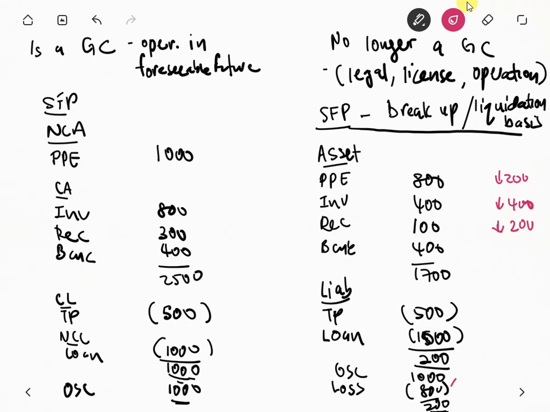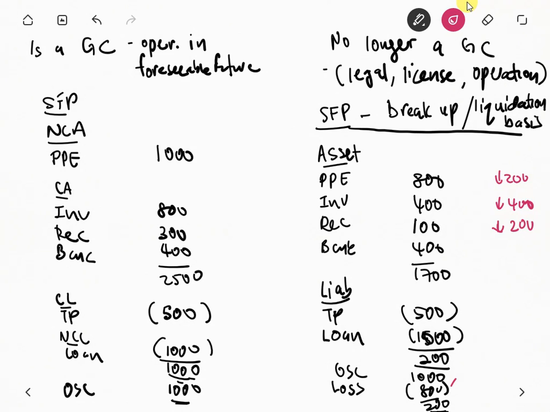Same company, same asset, same liability, but the amount and the presentation are very different. One is on a going concern assumption, whereby we assume the company is a going concern. The other is when the company is no longer a going concern, whereby we have to prepare the statements on a breakup basis. You can't sell for 1,000, so please don't record 1,000. Take full representation.